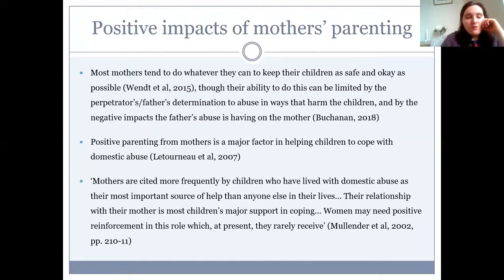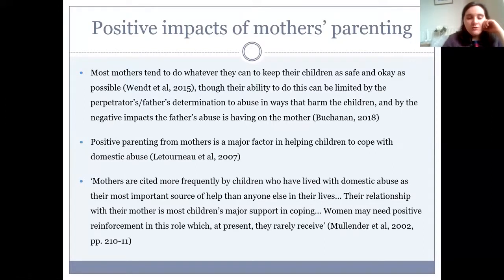So they're doing their best, but there's limits to what they can do because of the perpetrator. Positive parenting, however, for mums is a major factor in helping children to cope with the domestic abuse. And we know that the more positive the mum's parenting is in these circumstances, the more she's able to maintain that, the better the children tend to cope.